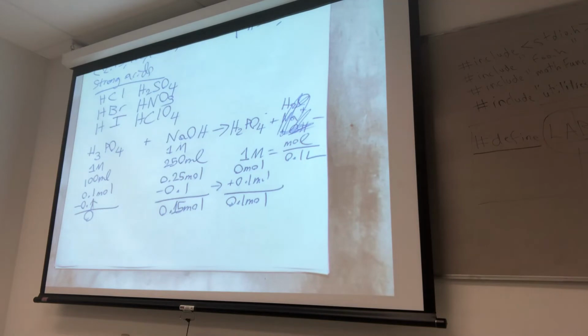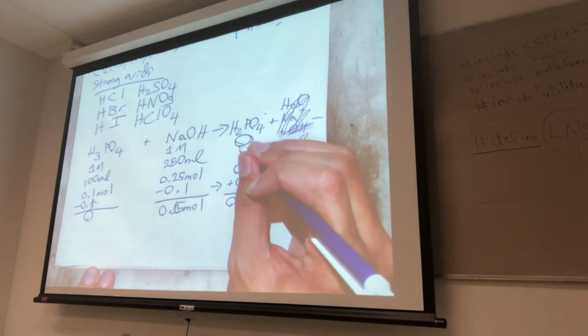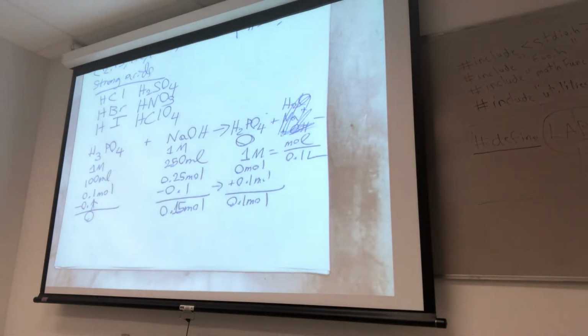All right, so yes, question? Okay, so when it's in the reaction, it's supposed to subtract. Yes, anything on the reactant side is subtracted, anything on the product side you must add. And then you have 0 moles because we didn't start with any H2PO4, exactly. I know in Gen Chem you sometimes start with product, but you don't have to worry about that here. This is more straightforward stoichiometry.